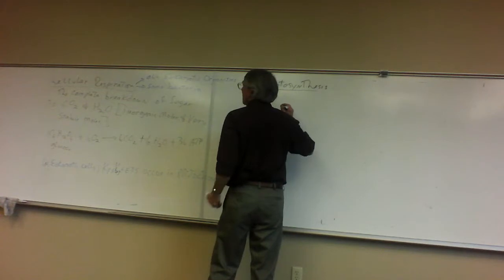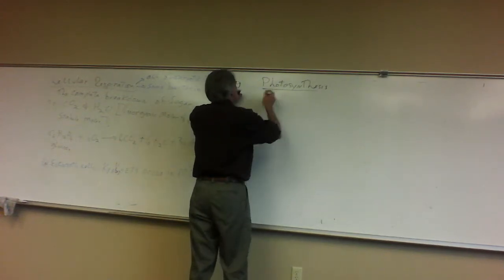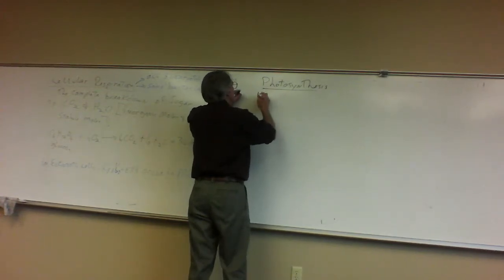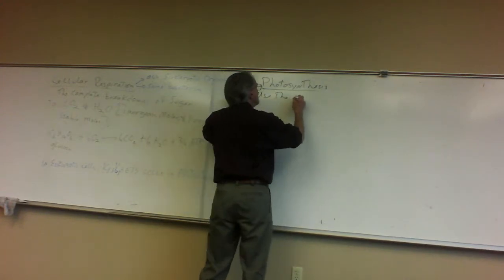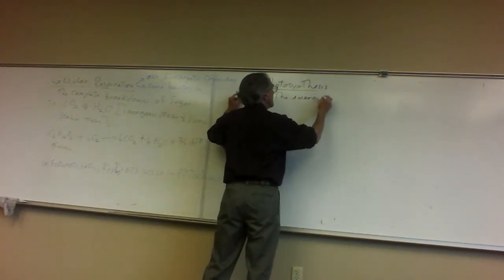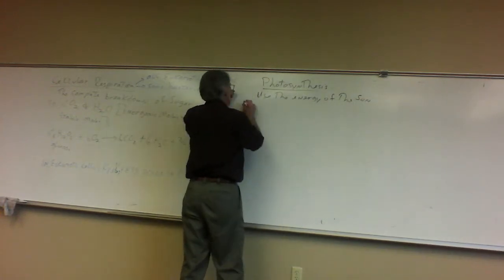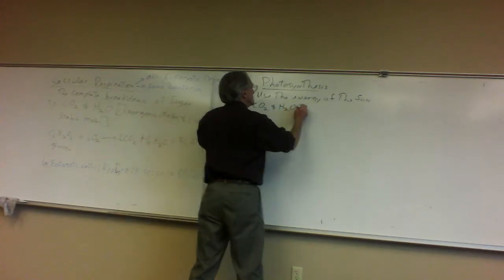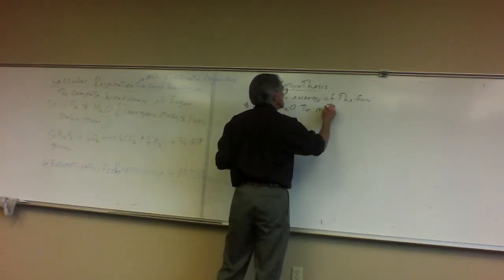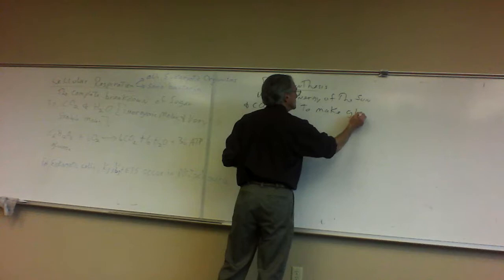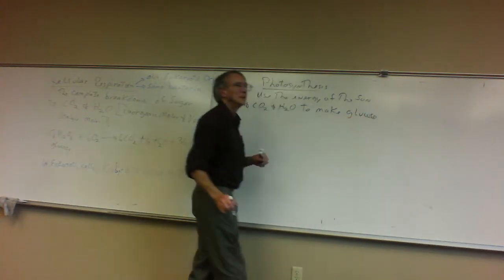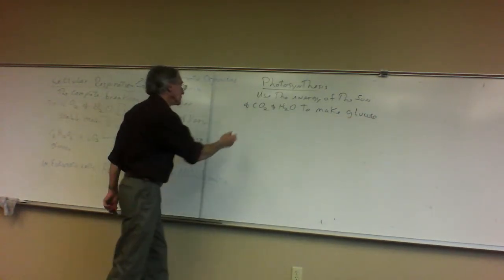Photosynthesis. The function of photosynthesis is to use the energy of the sun and CO2 and water to make glucose. And if you want the formula, look at the formula.